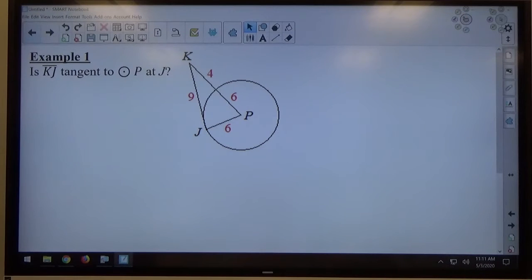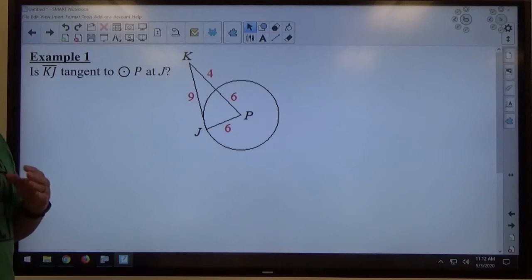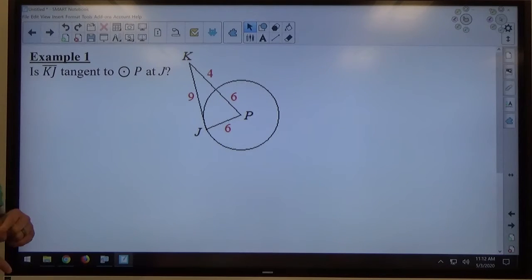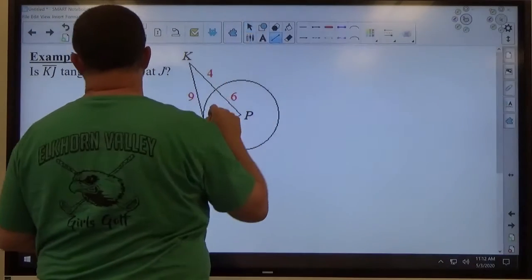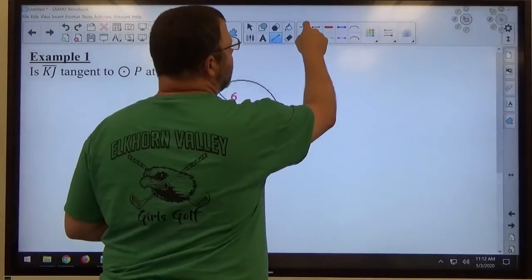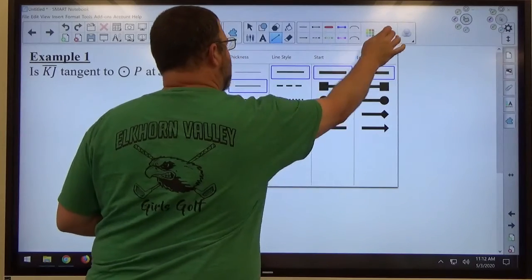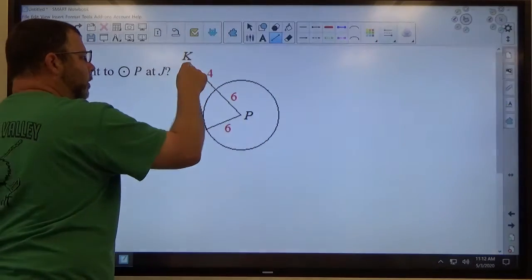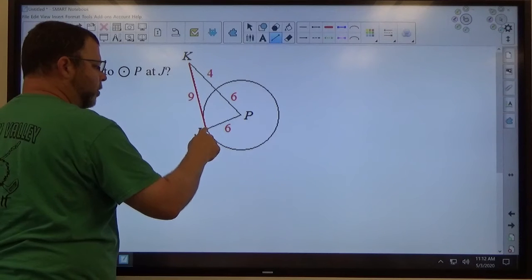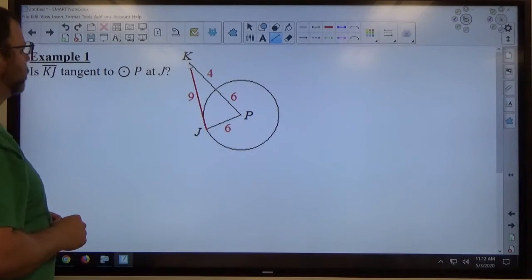Okay, so example one here involves a new idea. It's called a tangent line. We've done SOHCAHTOA with tangent, and then we have a circle with a tangent line. They have to use the same word to represent two different things, so don't get in your mind that this is the tangent we were working with in SOHCAHTOA. What they're asking us is KJ, which is this segment here, tangent to circle P at J.